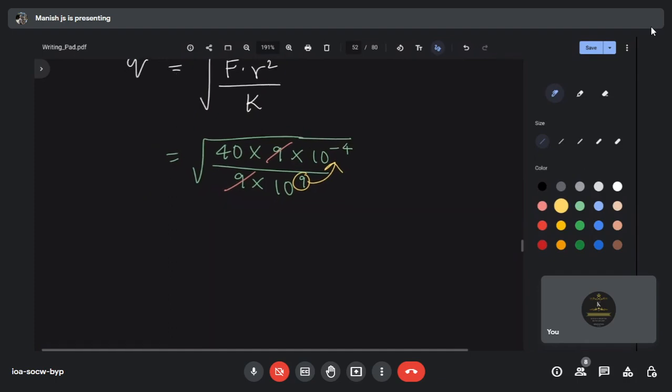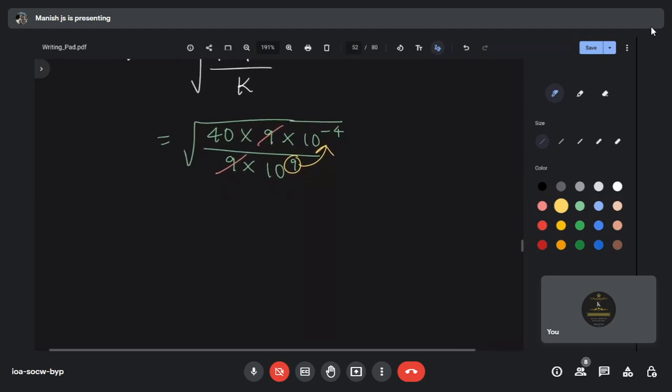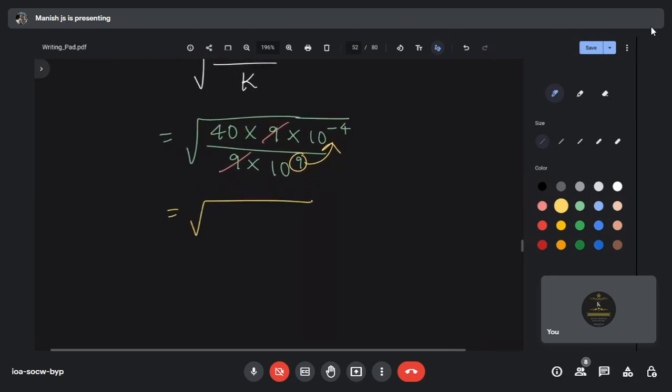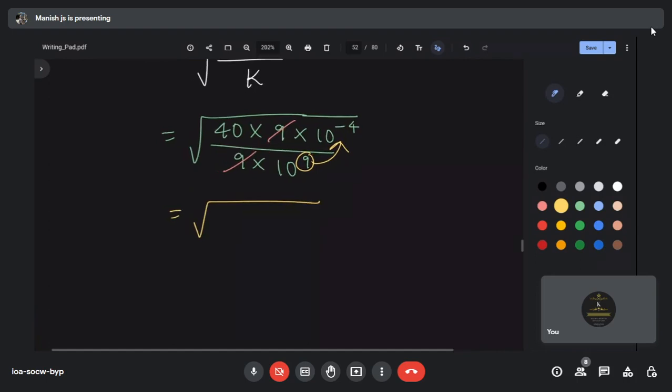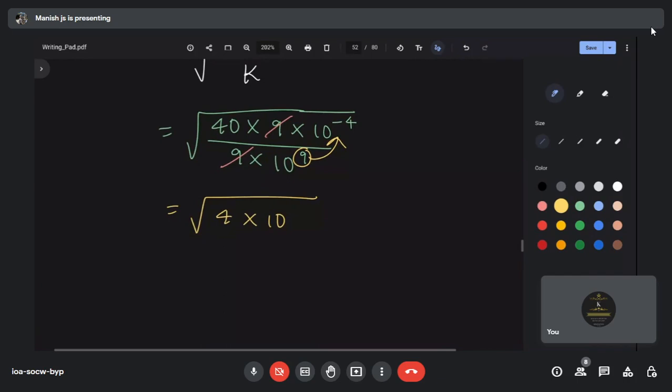Minus 13. So 10 power minus 13, and you already have 40 inside. 40 is having one more 10 power 1, so it can be written as 4 into 10 to the power minus 14? Minus 12, sir. Okay, minus 12. So overall it will be minus 12. Because the 10 also you consider.